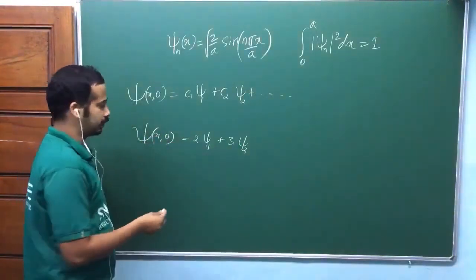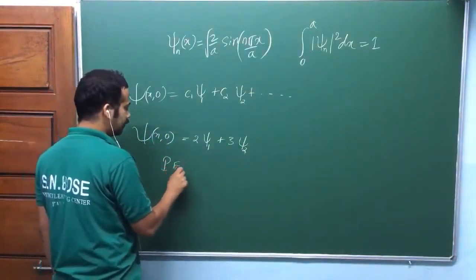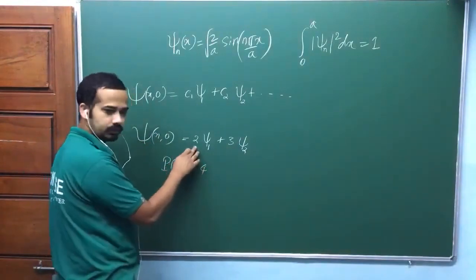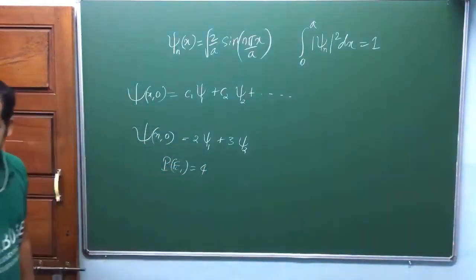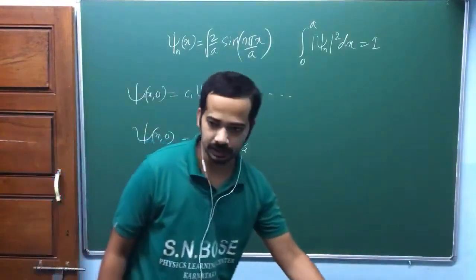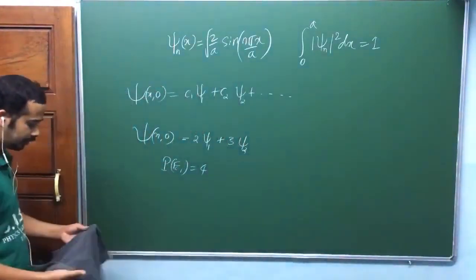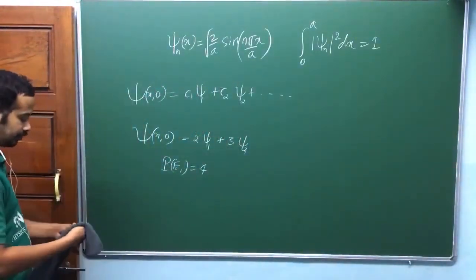Look at here. So what is the probability of getting E1? 4 mod square? No, that's meaningless. Is that okay? That's meaningless. Probability cannot be 4, isn't it? That you need to take care here.